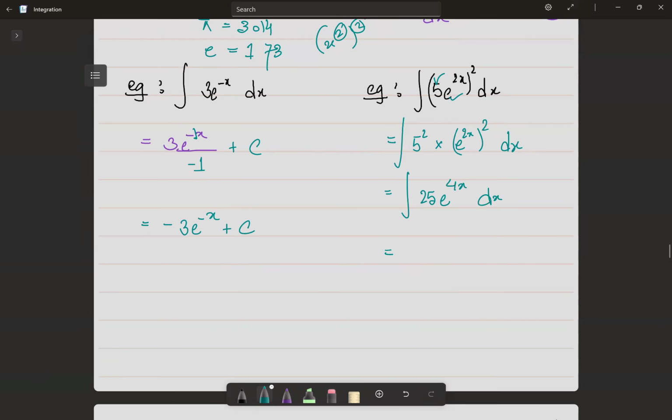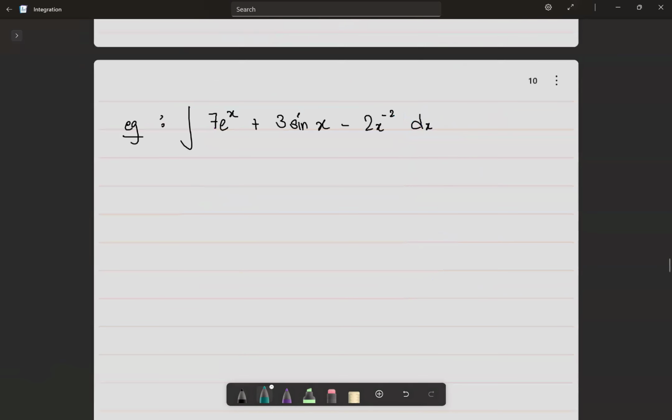Because we are integrating now, we won't write the integration sign and the dx in the next line. 25 is the coefficient, it will remain as it is, and we will have e to the power of 4x as the integration of e to the power of 4x, and then the coefficient of x is 4, so divided by 4, and lastly plus c. So our final answer is 25 by 4 e to the power of 4x plus c. This is our answer. Let's check out the next math.